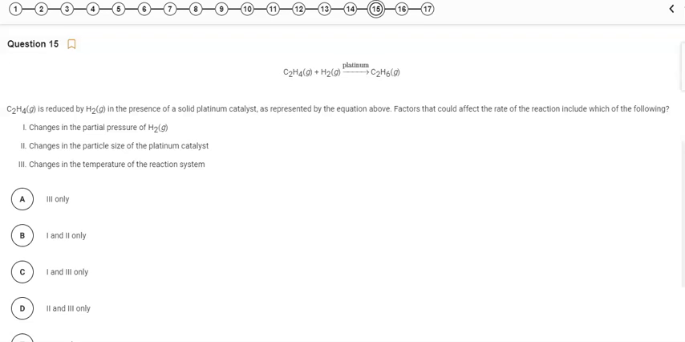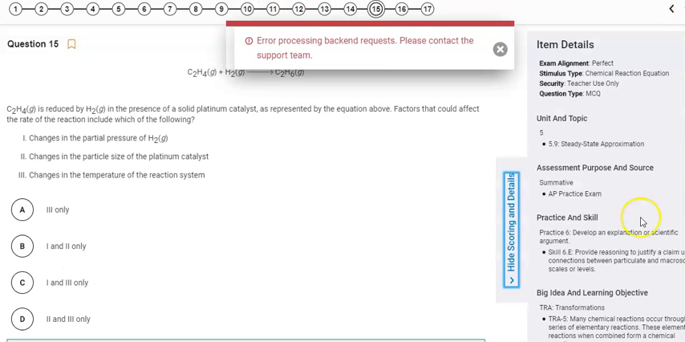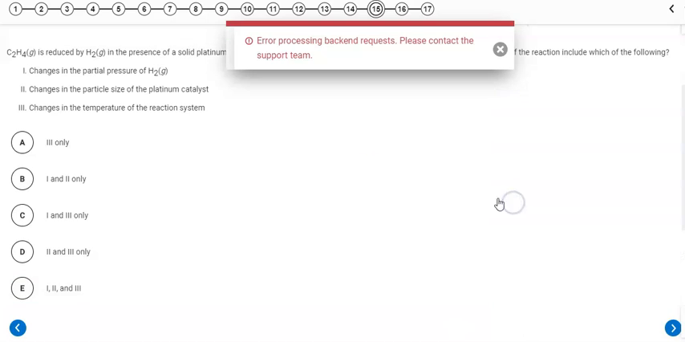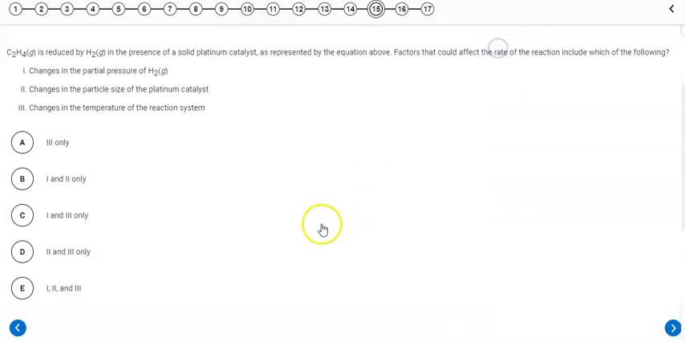And I'm going to say it's 1 and 3. Oh, there is a fourth answer. Oh, it is 1, 2, and 3. And that's what I thought it was. I thought all three mattered. I didn't see the fifth answer down there. Okay, it is E. So it is all three. Yeah, smaller particle size, higher pressure, higher temperature will increase the speed of the reaction, or by changing any of those things.